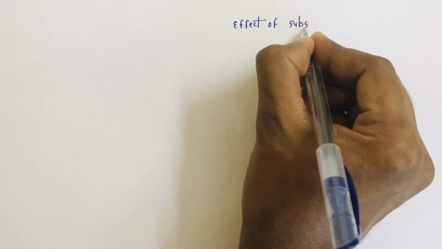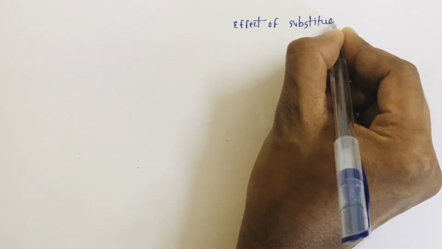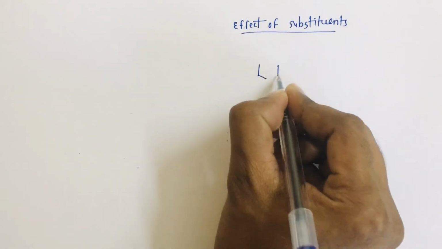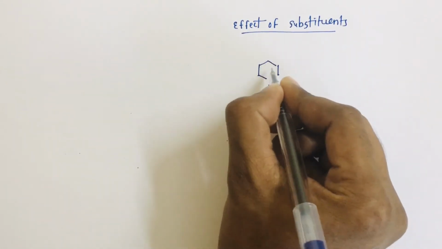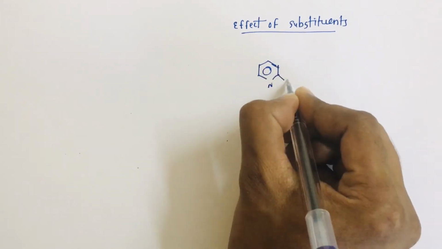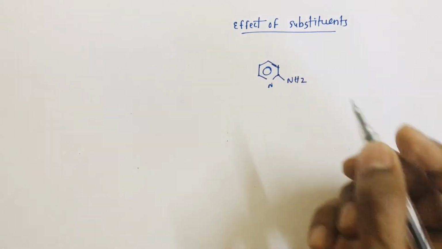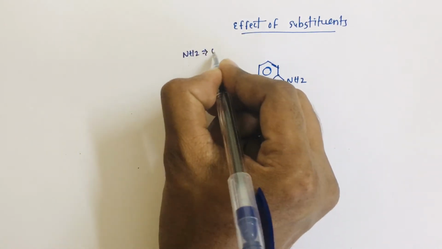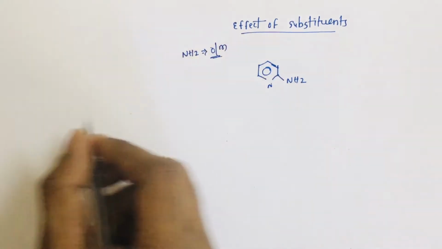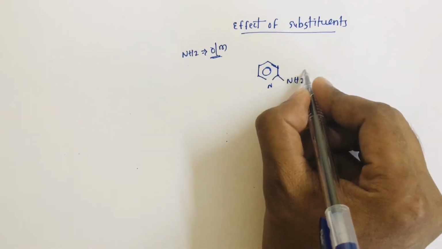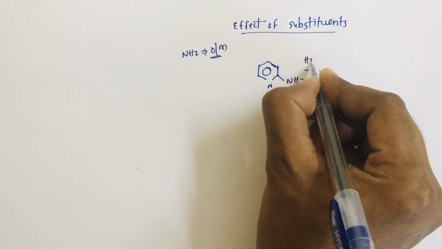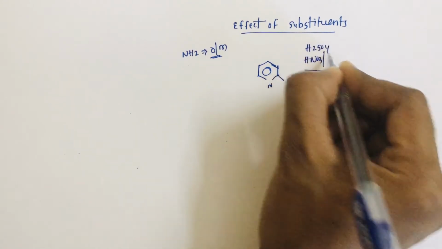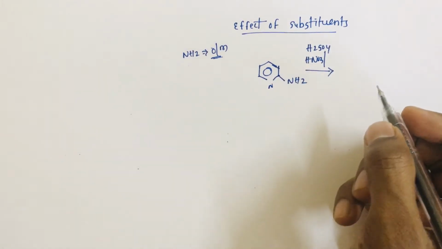Effect of substituents. So when we have an NH2, we know that NH2 is an ortho-para directing group, right? So when we treat this compound with H2SO4 and HNO3, here we are doing a nitration.